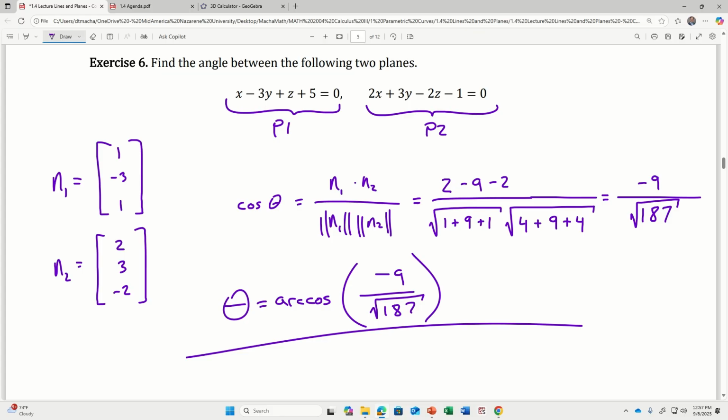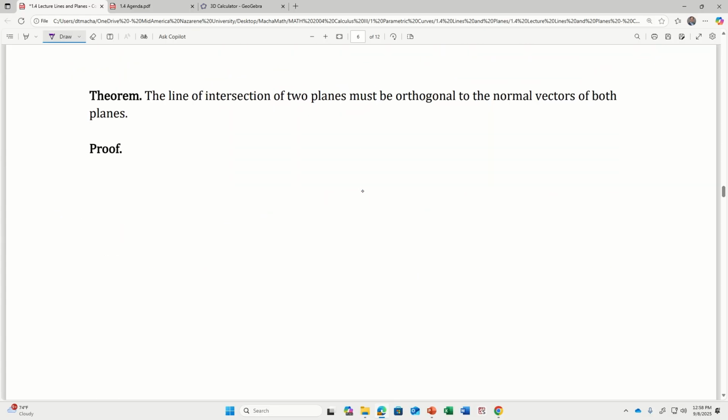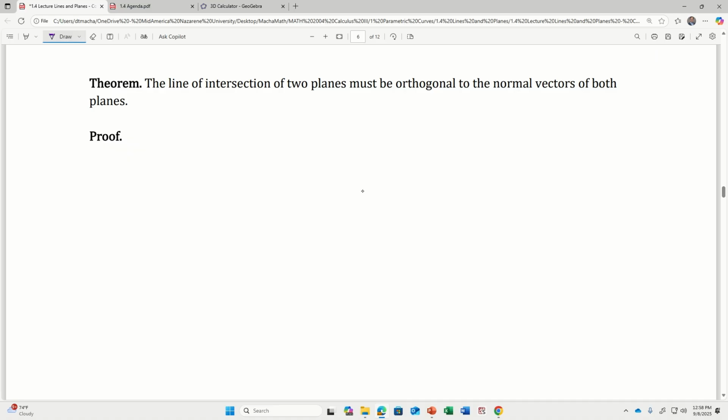Okay, makes sense? Kind of already done that before when we talked about the dot product last week. Or the week before, I guess, because last week we had Labor Day. The line of intersection of two planes must be orthogonal to the normal vectors of both planes.